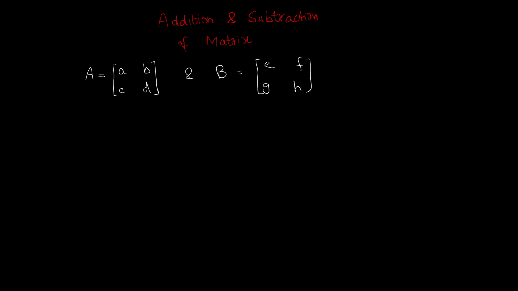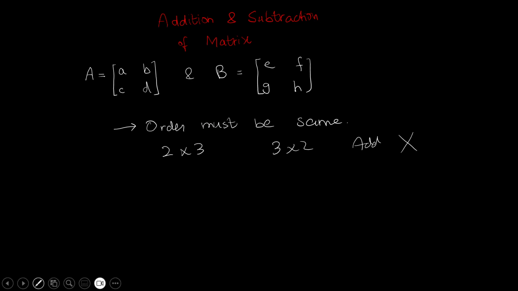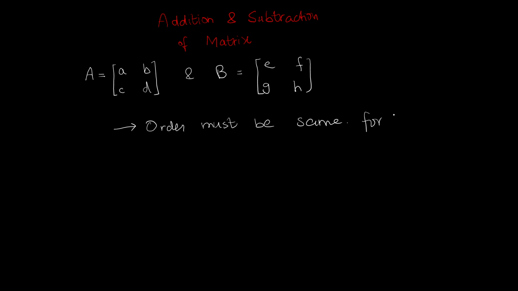Now, the condition for addition is that the order must be the same. That means if the order of the first matrix is 2 by 3, the other one should also be 2 by 3. If the first one is 2 by 3 and the second one is 3 by 2, the addition is not possible, neither is the subtraction. So this applies for both addition and subtraction. Whatever we do on this page is called for addition and subtraction, even though they mention it or not.